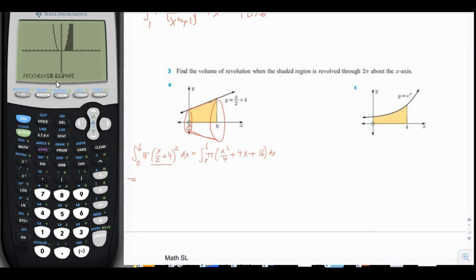So we're going to integrate each term. Integral of x squared divided by 4 is x squared divided by 8. Integral of 4x is 4x squared divided by 2, so the result is 2x squared. The integral of 16 is 16x. And then we are going to evaluate that from 0 to 6.